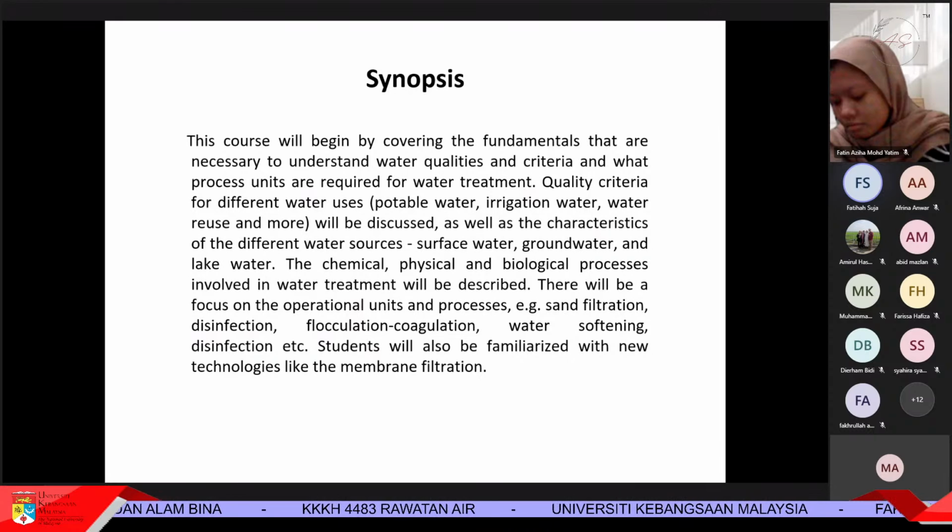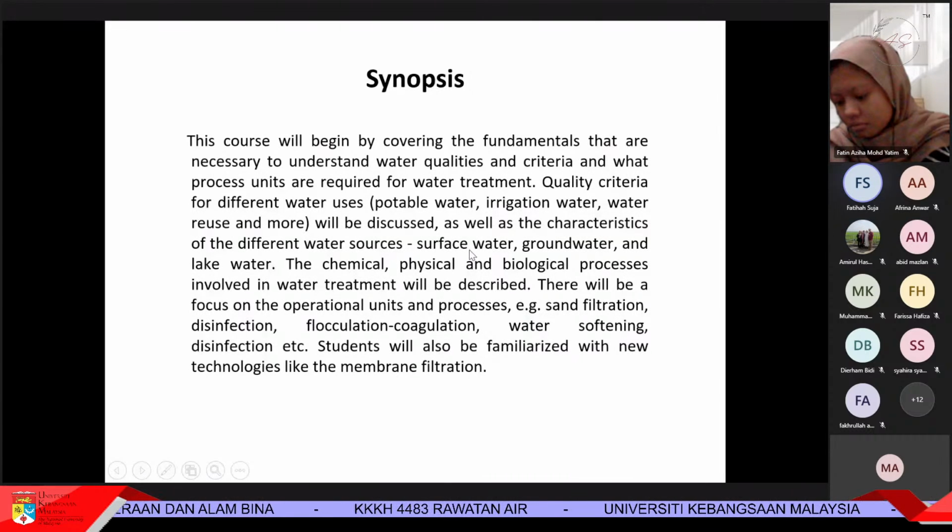The course will begin by covering the fundamentals that are necessary to understand water qualities and criteria and what process units are required for water treatment. Quality criteria for different water users, potable water, irrigation water, water reuse, and more will be discussed, as well as the characteristic of the different water source. Surface water, groundwater, and lake water. Actually, lake water is also surface water.